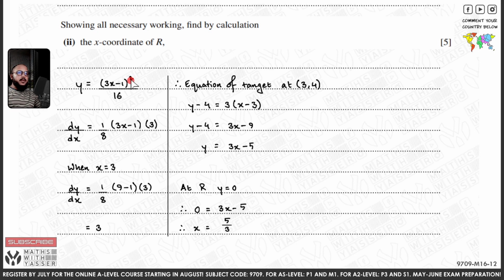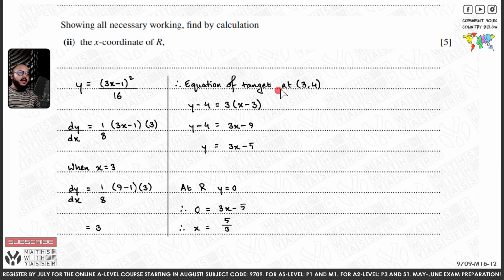So this will be 2 minus 1, which is 1, and the power 2 will come over here. 2 over 16 becomes 1 over 8, and then inside differentiation we get 3. Now when we substitute the value of x, which is 3, we get the value for the gradient for the tangent at the point Q. So dy by dx is equal to 1/8 of 9 minus 1 times 3. That gives us 3.